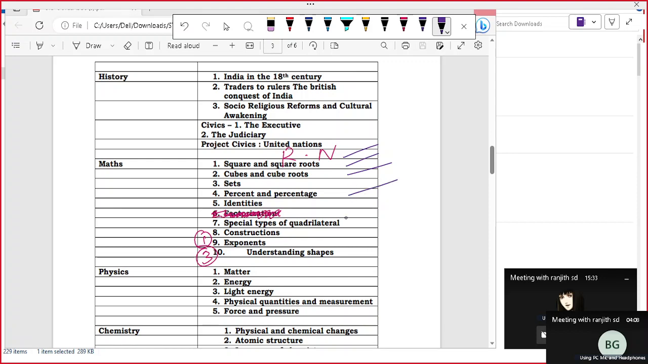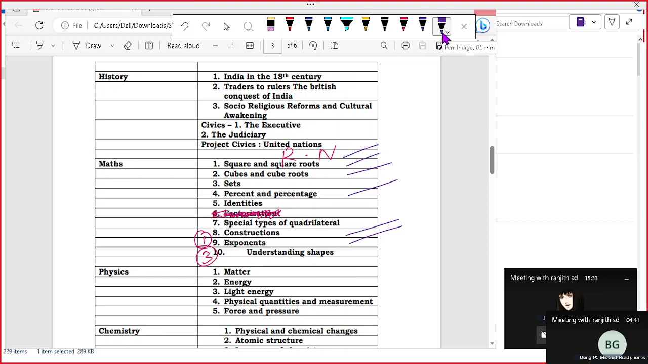Few questions left. Then we'll move on to construction. Exponents is also done. Construction is also done. Understanding shapes will have to be revised. Special quadrilaterals, sets and identities are left. So today, check the first Friday. Monday we'll start with sets. Shall we start with sets or revise other chapters? What shall we do?